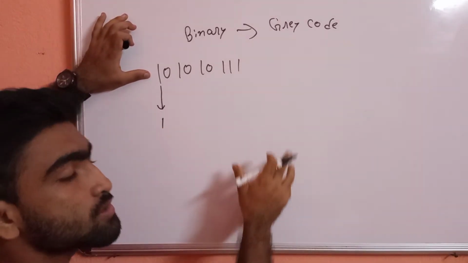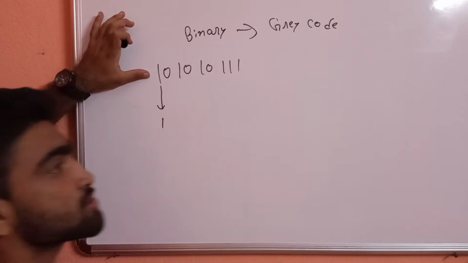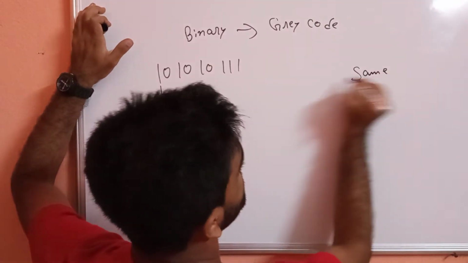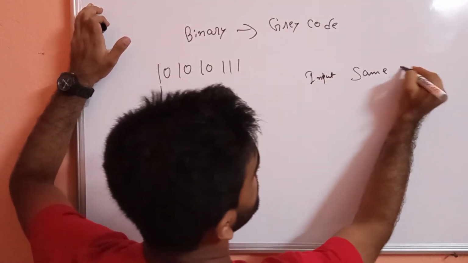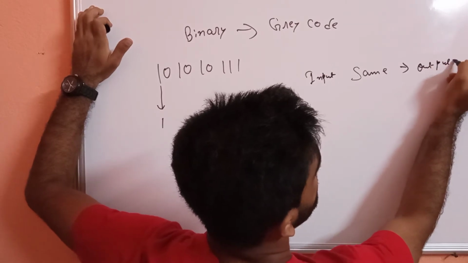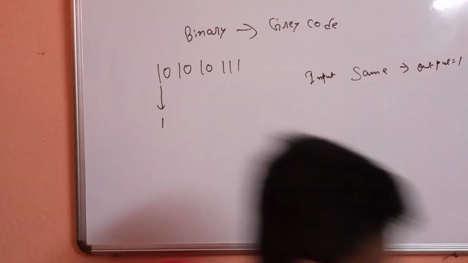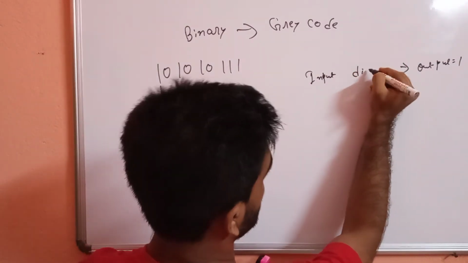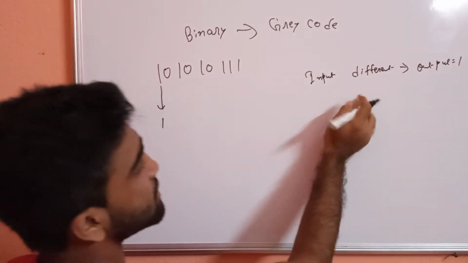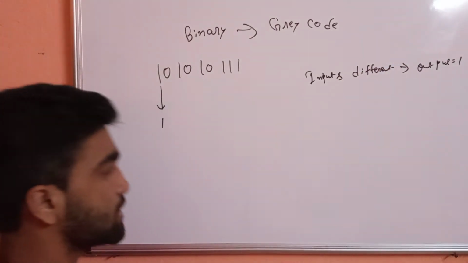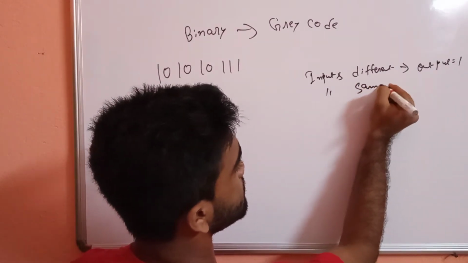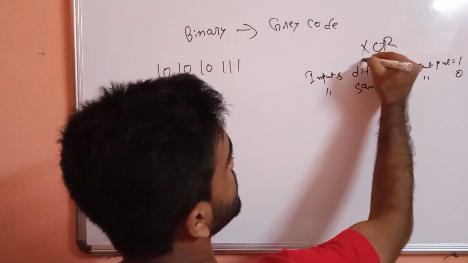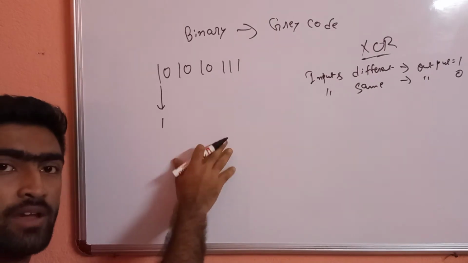Okay, we will use XOR logic in this. What does XOR logic specify? XOR logic specifies: if the inputs are different, then the output is 1. Okay, if the inputs are same, the output is 0. Okay, so this is our XOR logic. We will use XOR logic in converting binary to gray code.